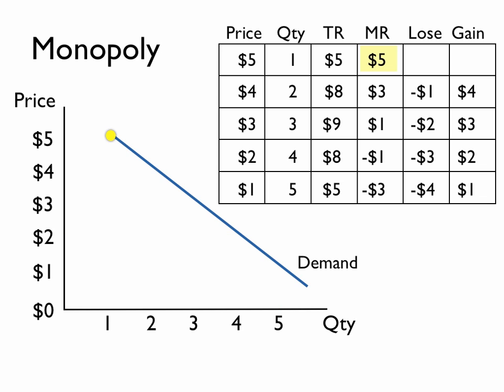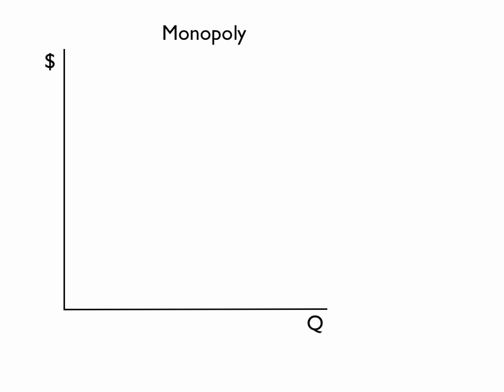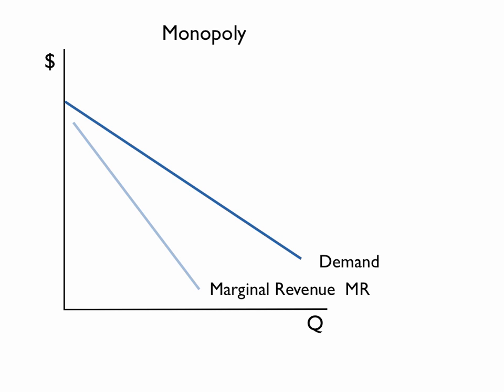If we just looked at the marginal revenue column and plotted the values against the quantity, at quantity 1 our marginal revenue would be 5, at 2 it would be 3, at 3 it would be 1, and at 4 it would be -1. And then if we just drew a line through those points, we would be plotting our marginal revenue curve. Note once again how that curve is steeper than the demand curve. To review, monopolies have a downward sloping demand curve and a steeper downward sloping marginal revenue curve.